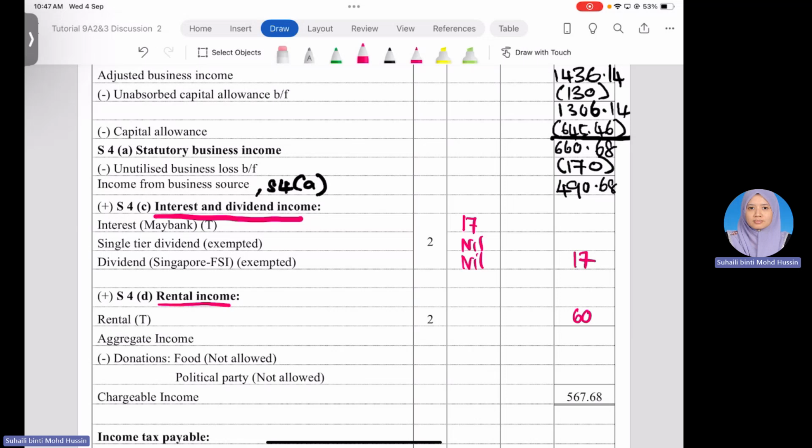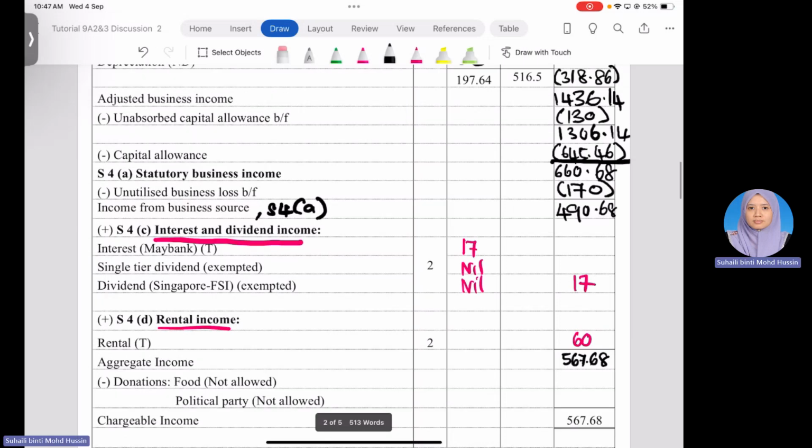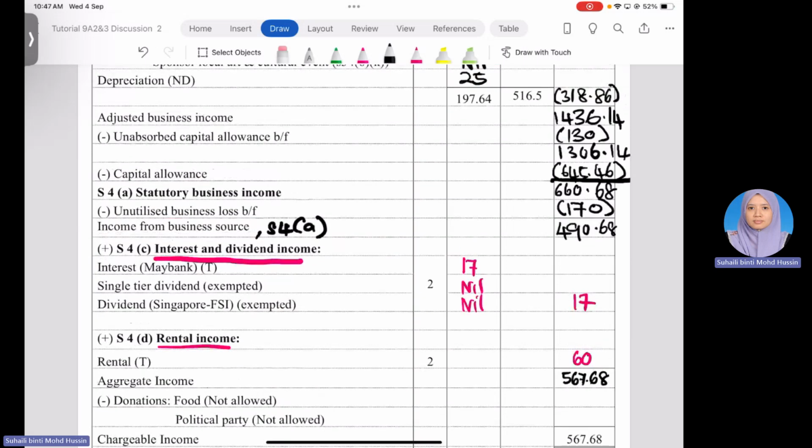Okay, total up section 4A plus section 4 subsection C, section 4 subsection D. Then you get the aggregate income: 567,680. Section 4 subsection A, section 4 subsection C, section 4 subsection D: A, C, D, you get the aggregate income.